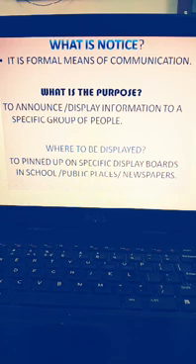Where is it to be displayed? Of course, on the notice board, in public areas, or in the newspaper. For example, if LPS is organizing it, then of course it will be on the display boards in the LPS school.